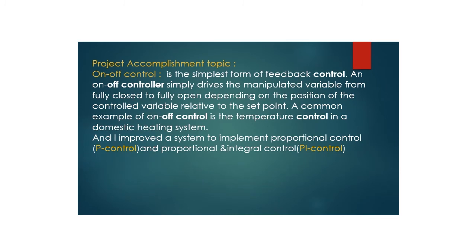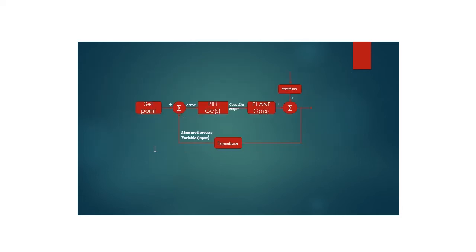On-off control is a full control: fully open, fully closed. An example of on-off control is a domestic heating system. We improve on it in our system by implementing proportional control P and proportional integral control PI.